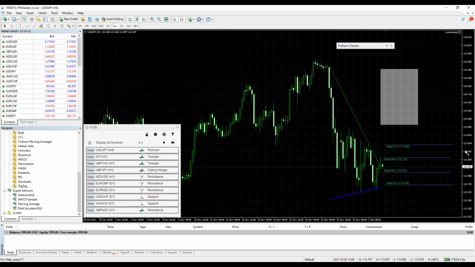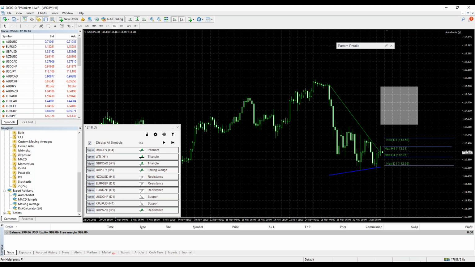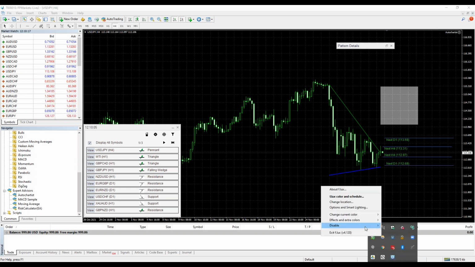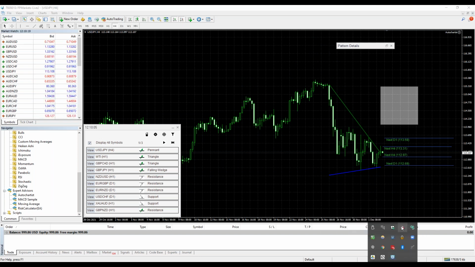Actually, I think I have my flux installed. Let me disable my flux, and this might make my screen a little bit brighter.